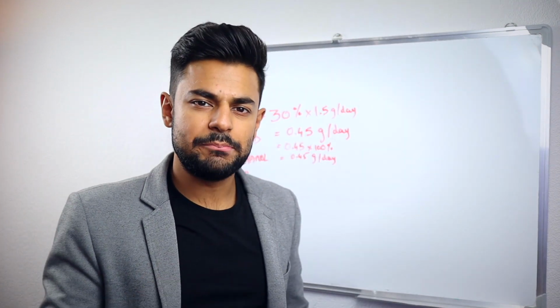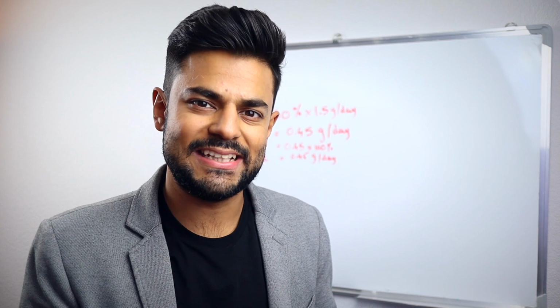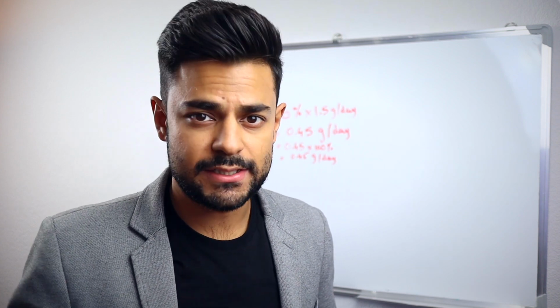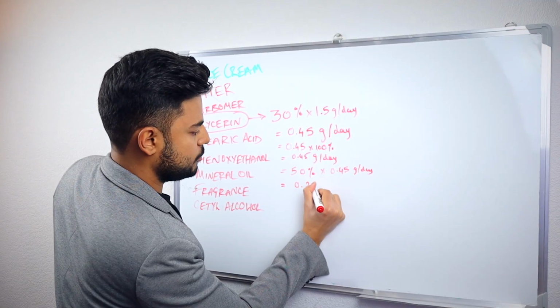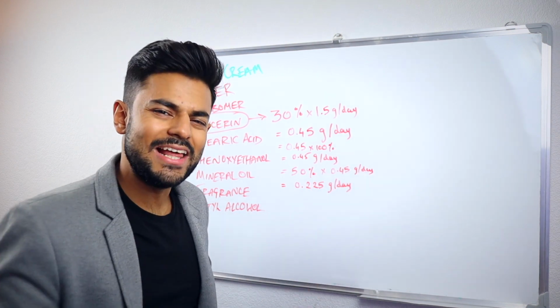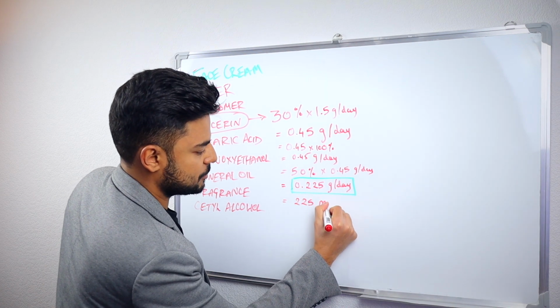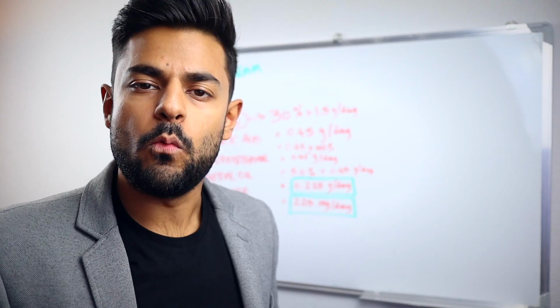Now, another thing to keep in mind is absorption. So let's say around 50% of that glycerin that a person applies on their skin every day is absorbed into their bloodstream. That gives 0.225 grams of glycerin in the circulation per day, equivalent to 225 milligrams per day. Now we need to know what exposure leads to bad consequences.